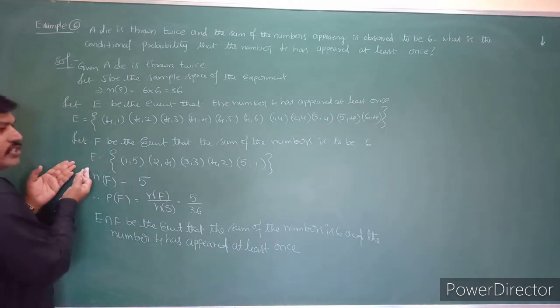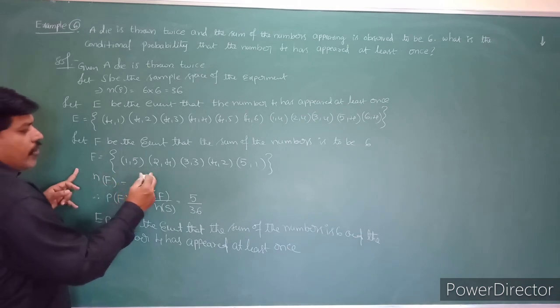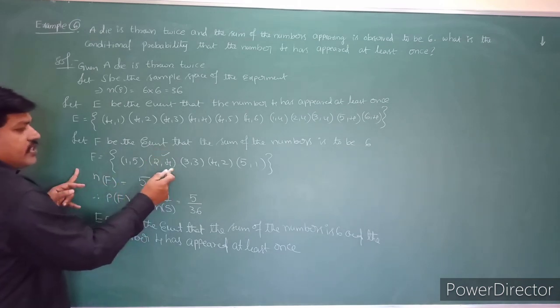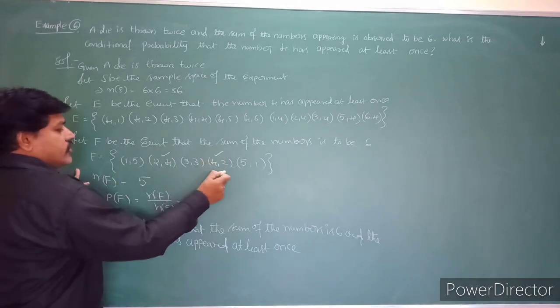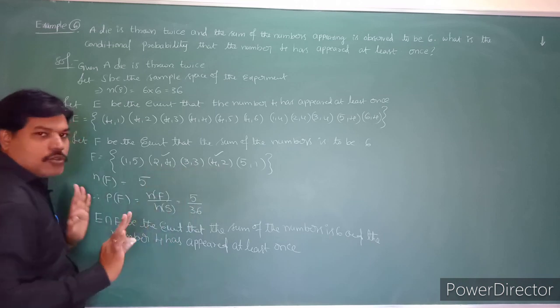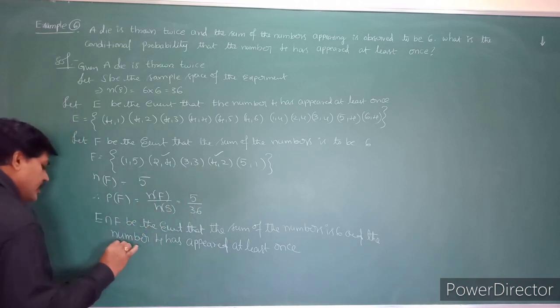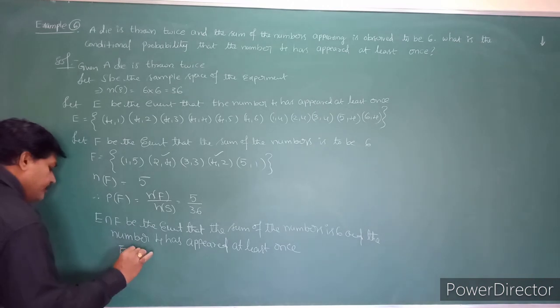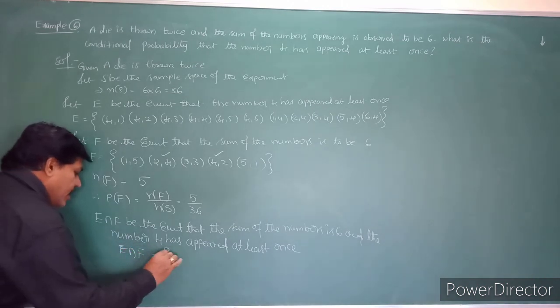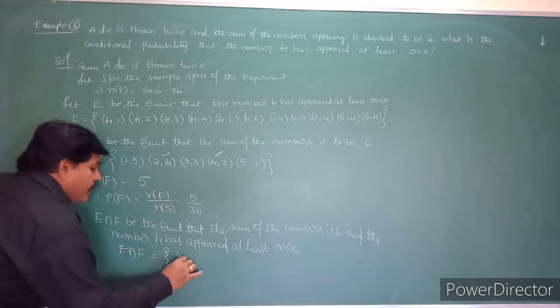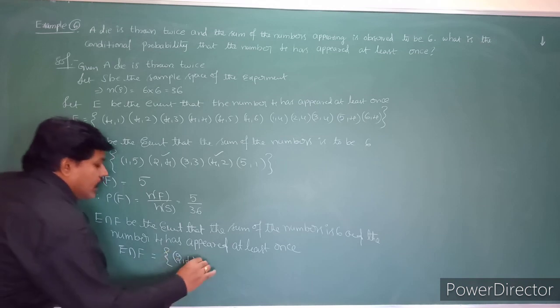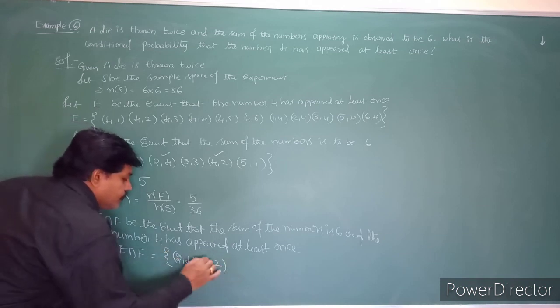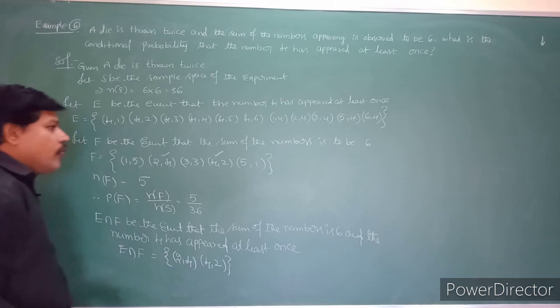So check this one here. We have already taken this as the 4. So where are you getting that 4? This is 2 comma 4, sum is 6. 4 comma 2, that is also 6. So you can take 2 comma 4 and 4 comma 2 only. So E intersection F is equal to 2 comma 4 and 4 comma 2.